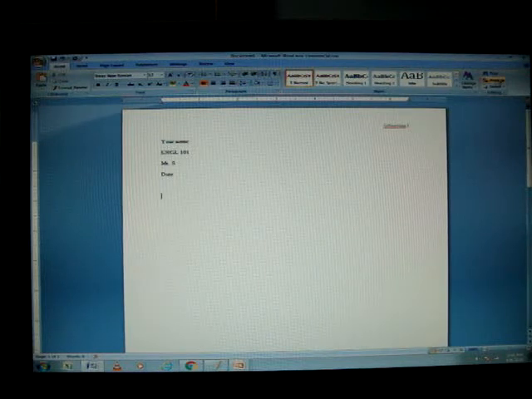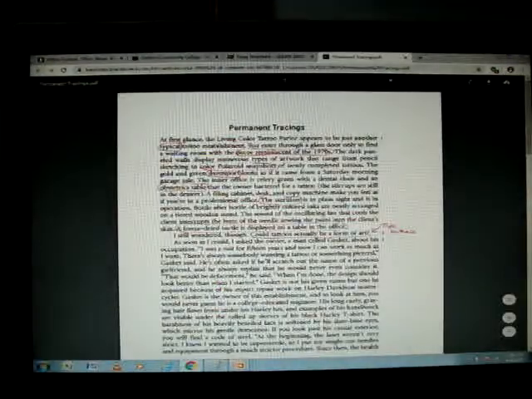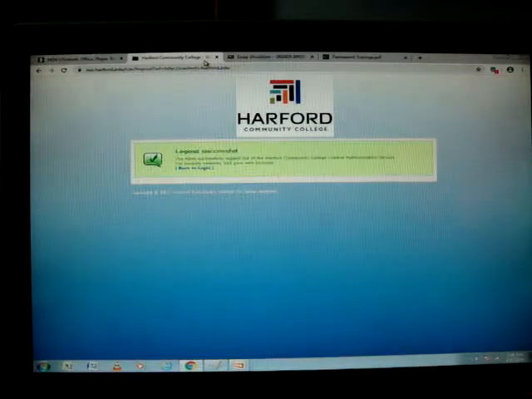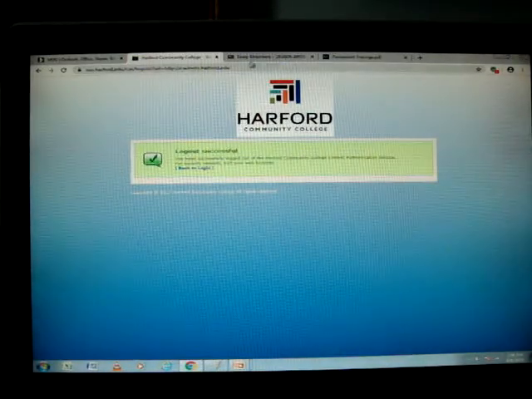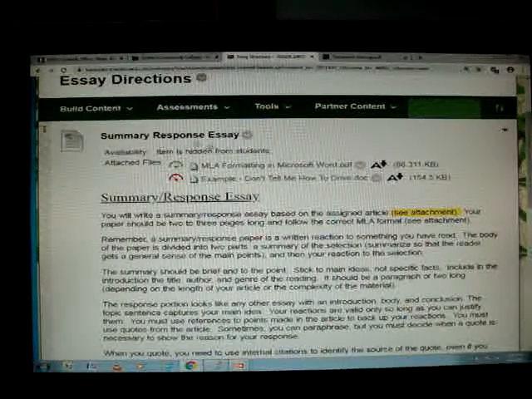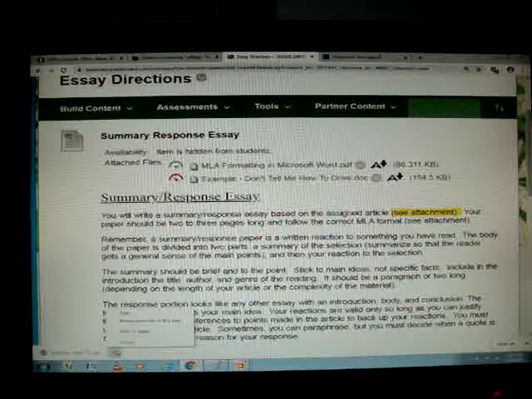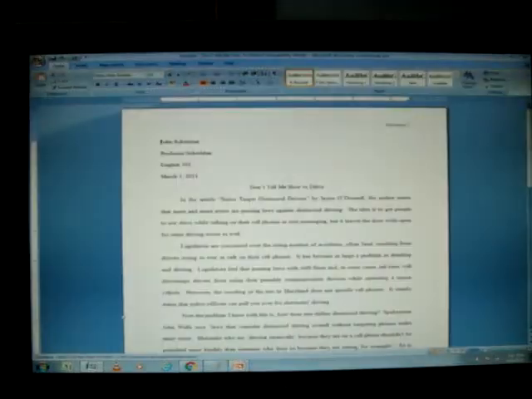I have an example for you to look at, so that you can get an idea of what this thing should look like when you're done. No, we don't want to look at that. No, don't log me out. Okay. Here it is. Don't tell me how to drive.